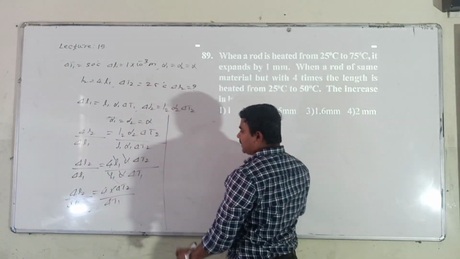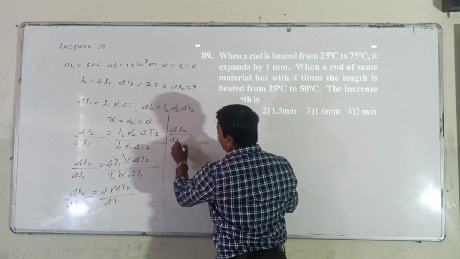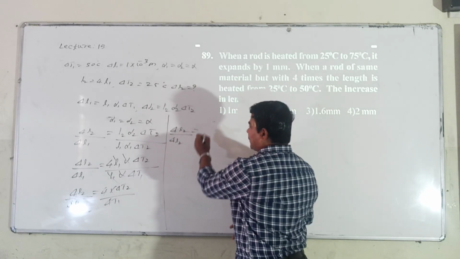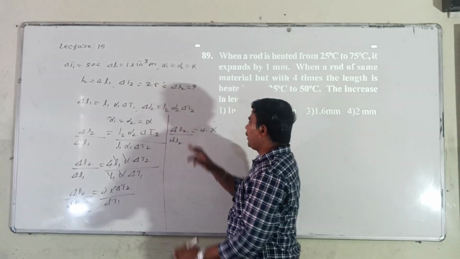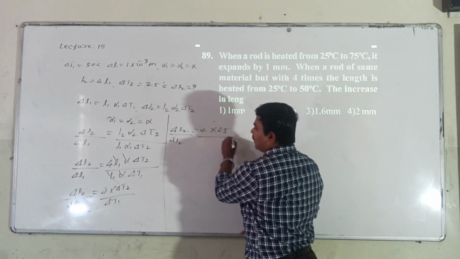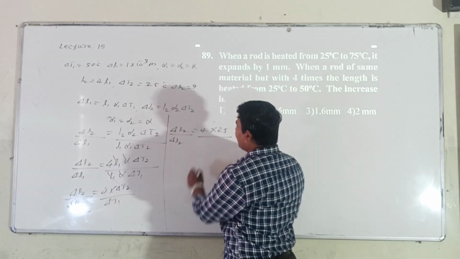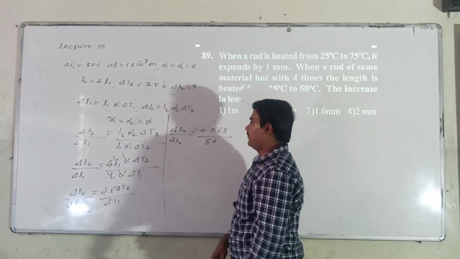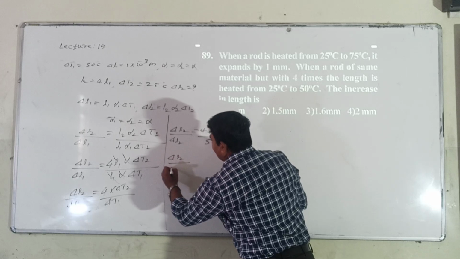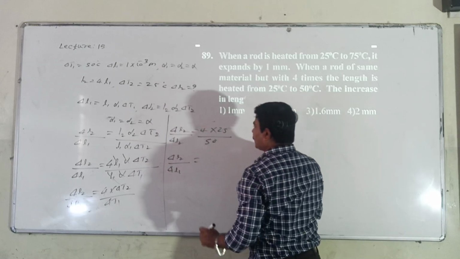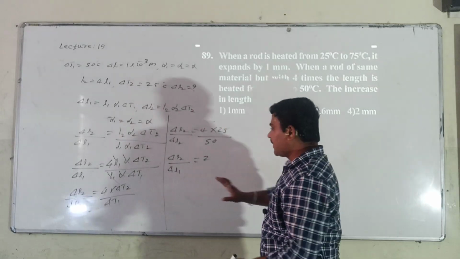Del T2 and del T1 are given. See here, del L2 divided by del L1 equal to 4 times of del T2, how much? 25 whole divided by del T1. What is del T1 value? Already given. How much del T1? It is 50, right? Just go for simplification. Del L2 divided by del L1 is equal to how much? 2, right?